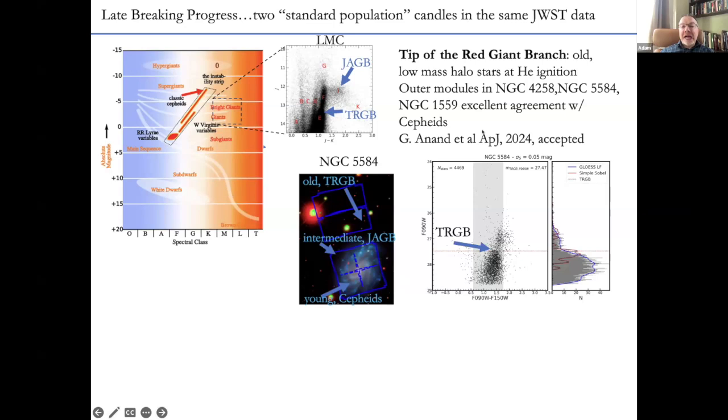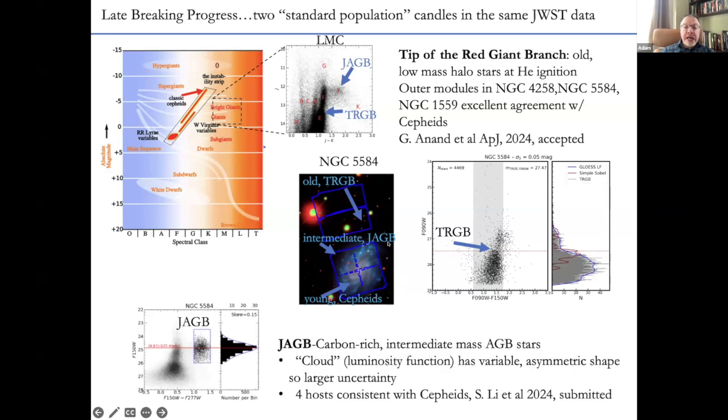A paper by Gagandeep Anand that was just accepted for ApJ has remeasured galaxies with the tip of the red giant branch measurement technique that agree very well with Cepheid variables. And Sean Lee, who's a graduate student working with me, has measured JAGB in these galaxies as well. This is on the arXiv and also in the ApJ. These are also very consistent with Cepheids.